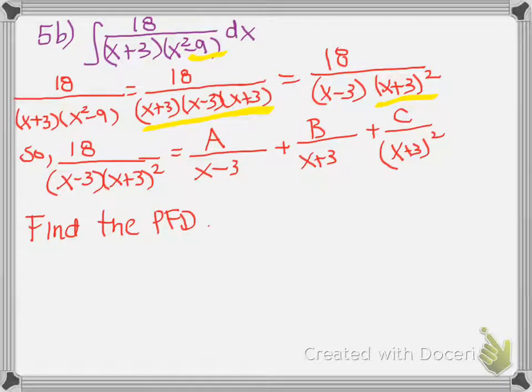You see we have 2 linear factors that are the same, so we can group those together. And then you remember the format I showed you if you have linear factors that are repeated. So we're going to have the PFD will look like 18 over our denominator equals a over x minus 3 plus b over x plus 3 plus c over x plus 3 squared. We build up from those repeated factors and find the PFD. I always want to say PDF.